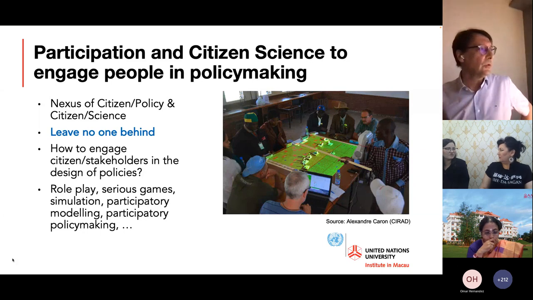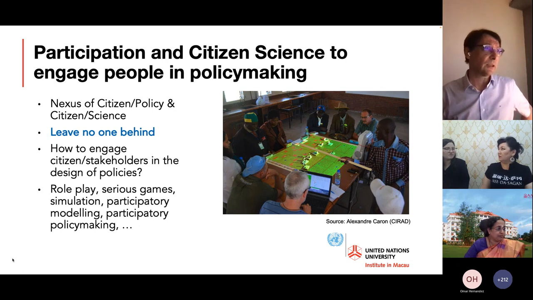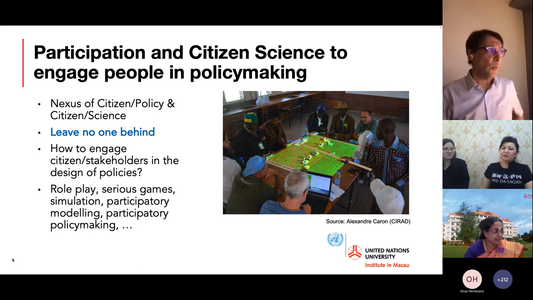And there are lots of ways to do that. So in our institute, we are starting to use participatory modeling. So how to design models in the context, for example, of the COVID-19 crisis together with people who are not experts in epidemiology. And I think this is quite important also to engage the people in policymaking.